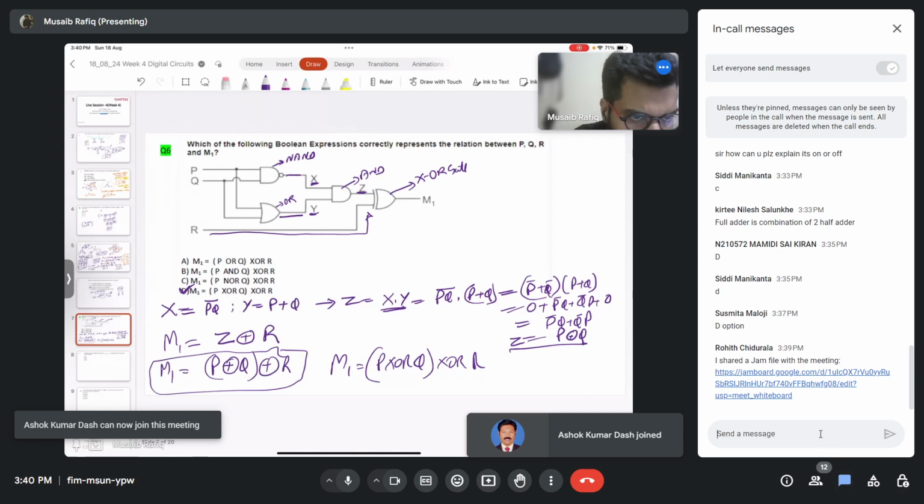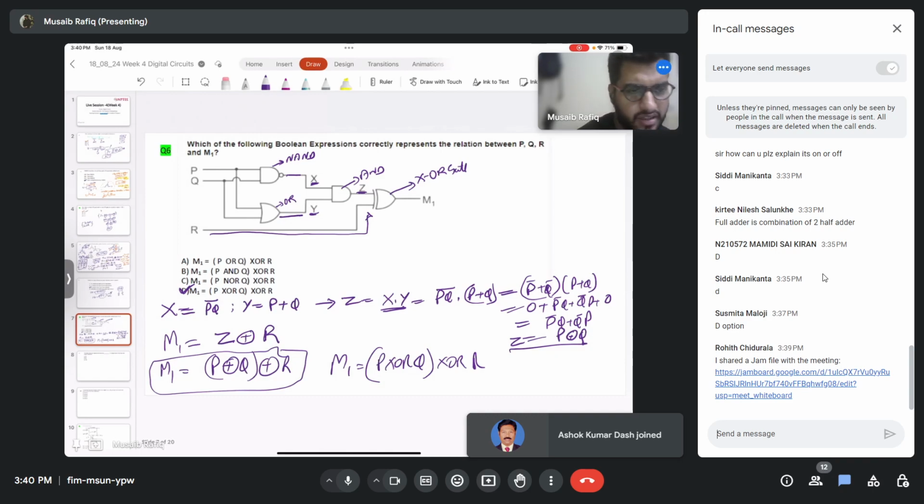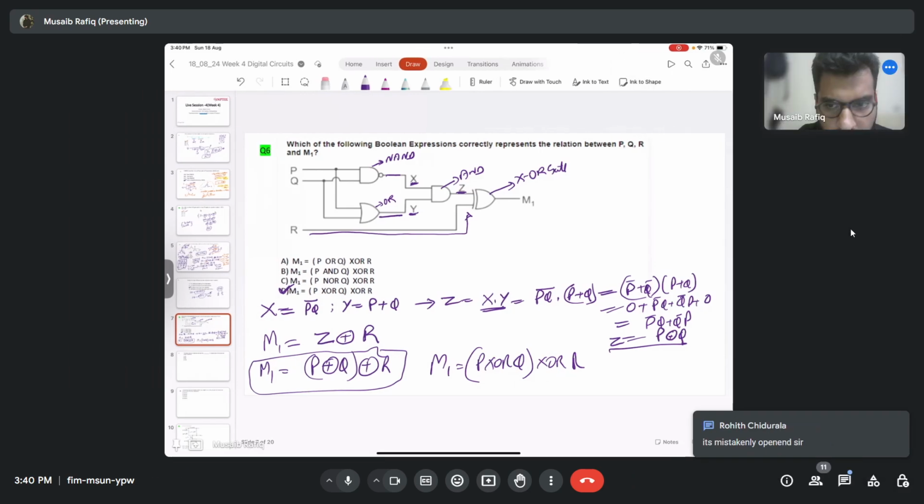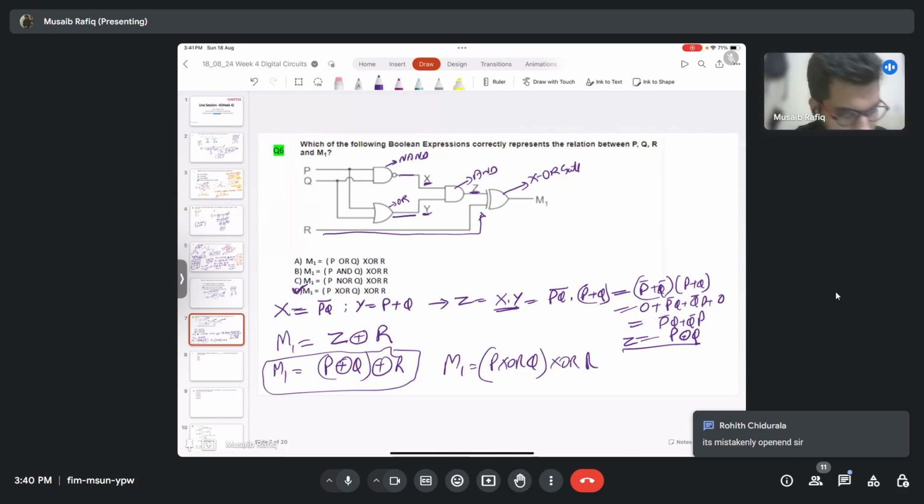So I see someone sharing some Jamboard file. Let me just check it later. I don't know what this is. Maybe I'll just open it afterwards. Okay, is that fine with you? Rohit, is it something related to the question or something else? I think we'll do it afterwards. Okay, mistakenly. That's fine.